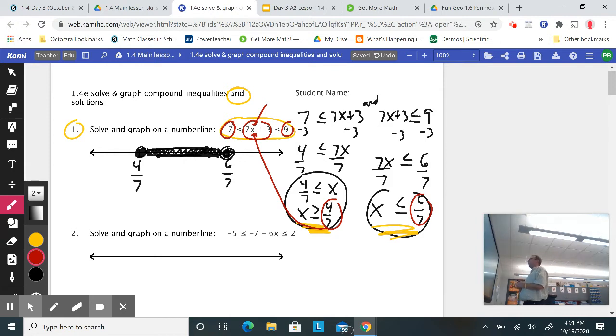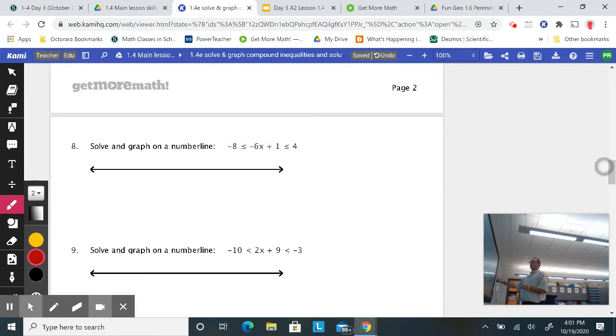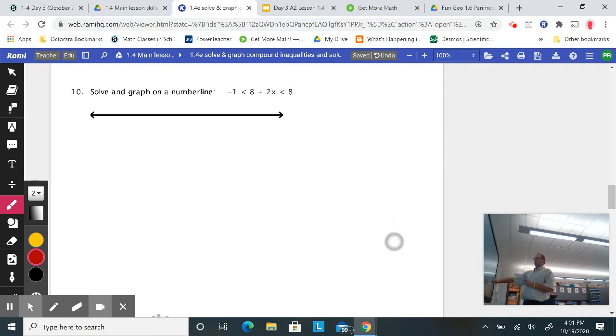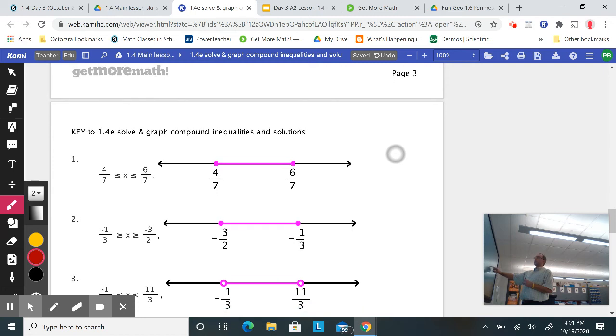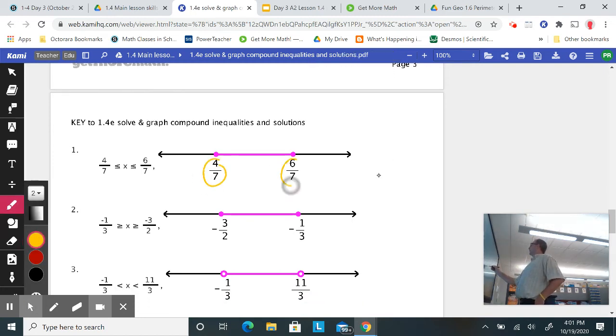I also set this page up so that you can always go down, this is number 1, and look at the solutions at the bottom. Let's just check it here. So there you go, number 1. This is the one we did. We had 4/7, we had 6/7, we shaded them both, and everything in between.